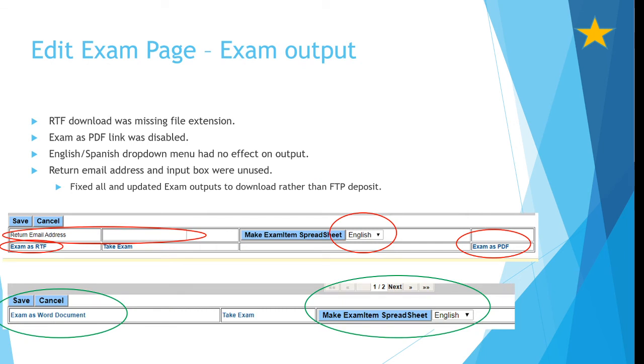Once inside an individual exam, we had the same issues with the return email address that didn't work, and the English-Spanish drop-down didn't change how you got your results back on an exam item spreadsheet. Exam as PDF was disabled, and the exam as RTF had the same issue. So once again, I turned it into a Word document and fixed the exam item spreadsheet English-Spanish downloads.